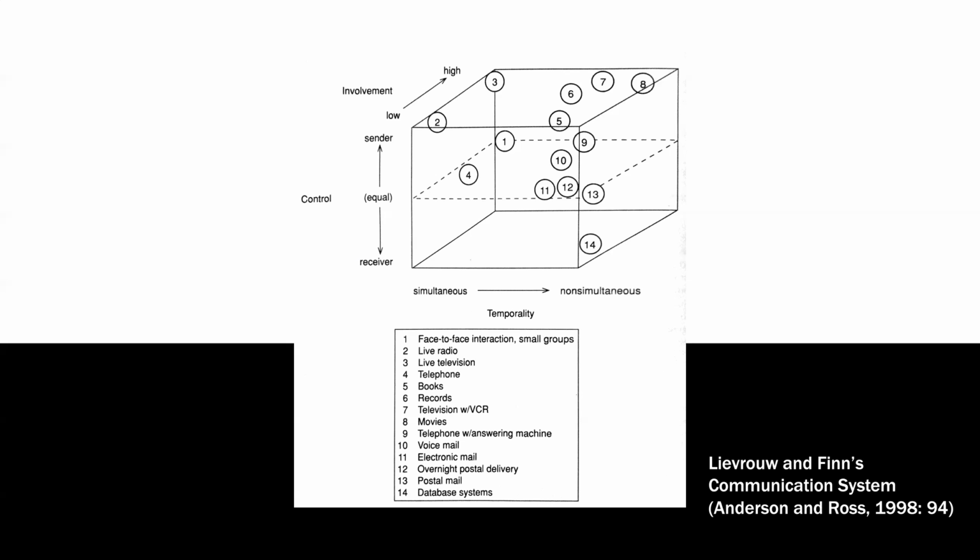And lastly, for example, number 14, database system, it is non-simultaneous, low involvement for the receiver, and low control for the receiver.